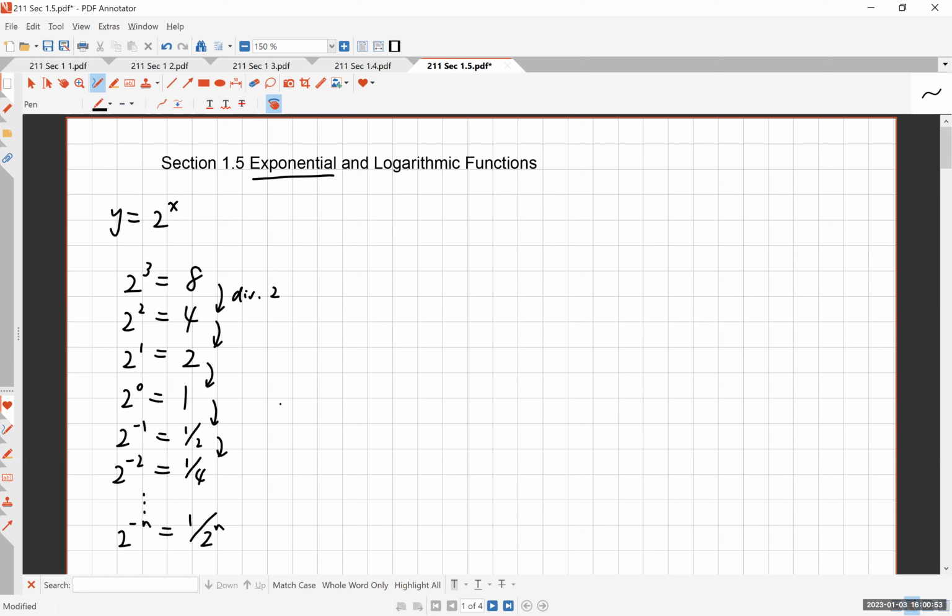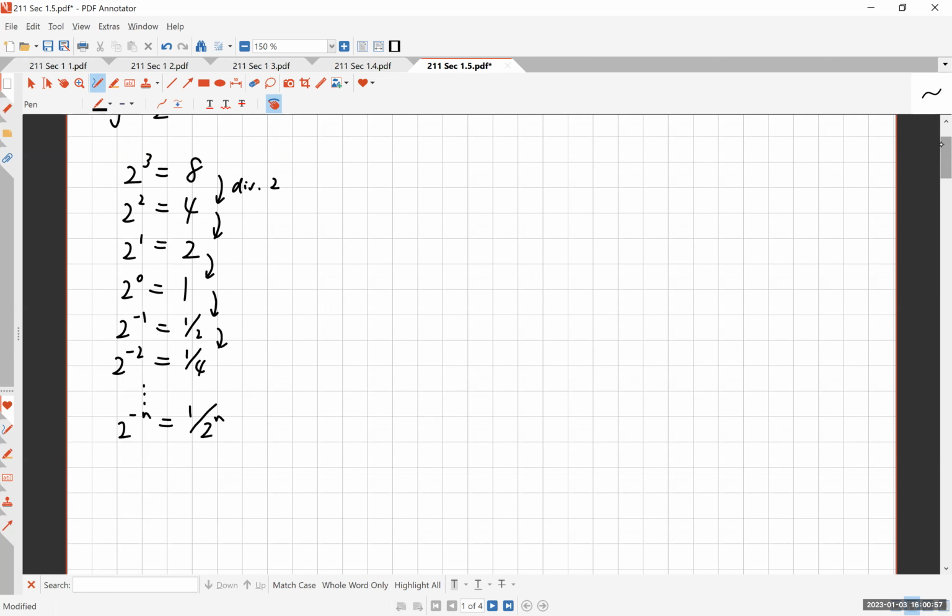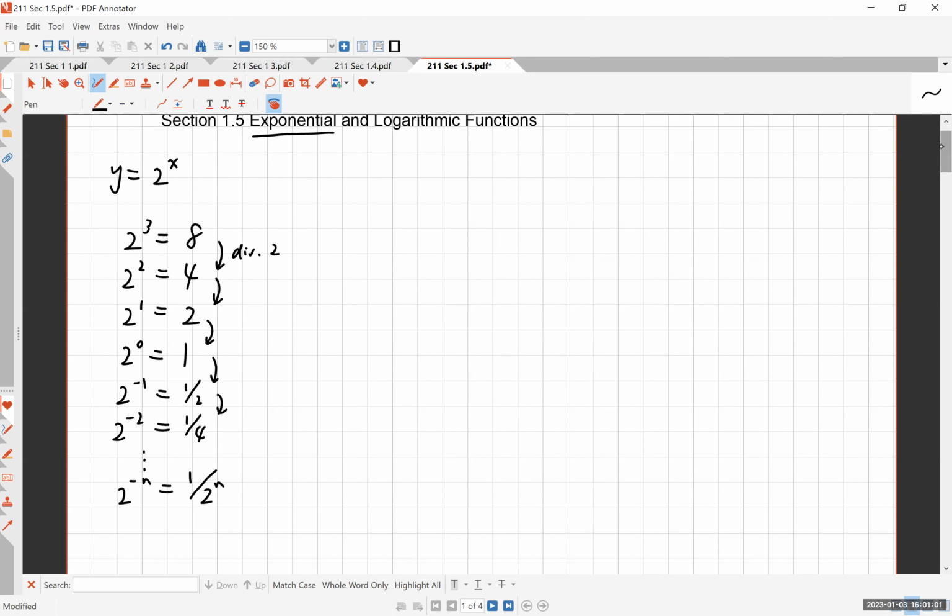10 to the 0th is 1. e to the 0th is 1. Okay, 0 to the 0th is another big issue. That's a problem. That is not a defined number, and we'll deal with that when it comes to Calculus 2, I think. Okay, so this is the idea, right?